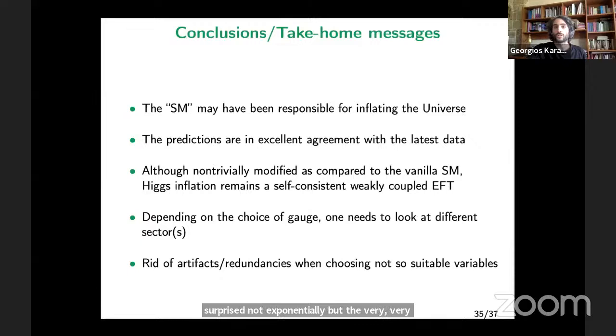What I wanted to discuss is that if the standard model has been responsible for inflating our universe, then the predictions, first of all, are in excellent agreement with the latest observational data. And although this theory is rather non-trivially modified as compared to the vanilla standard model that we're used to discussing around the electroweak vacuum, Higgs inflation is a self-consistent, weakly coupled effective theory. Depending on the choice of gauge, one needs to be a bit careful to look at the appropriate sector to identify the range of validity of the theory. And once this sector is found, one should be careful to understand whether or not there are artifacts or redundancies when an inappropriate choice of variables is made. Thank you very much.